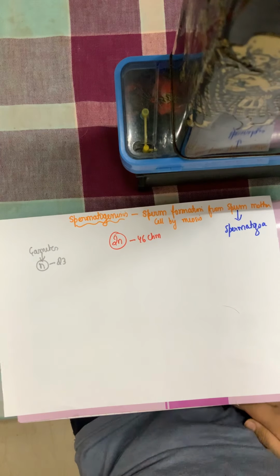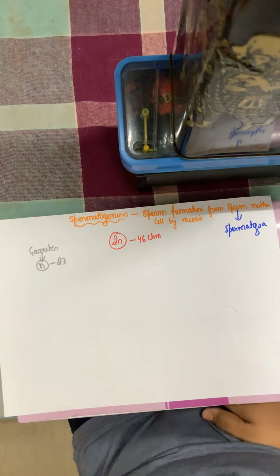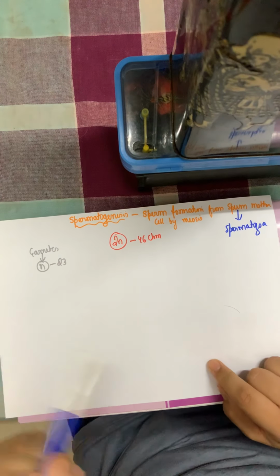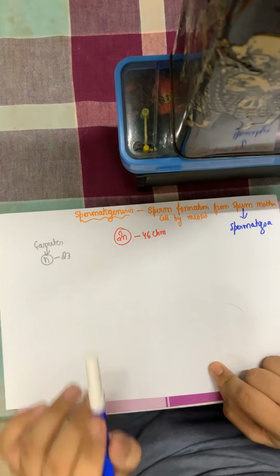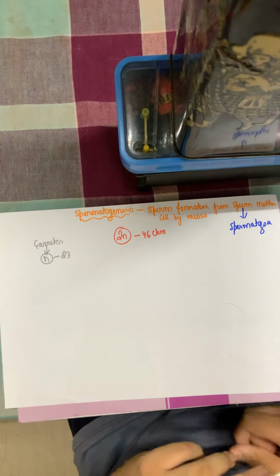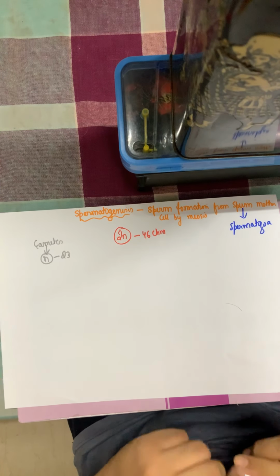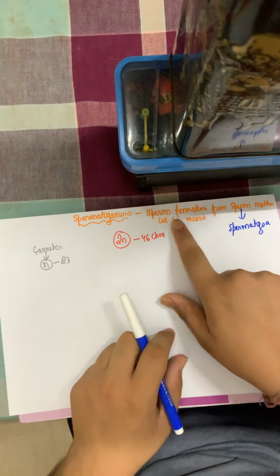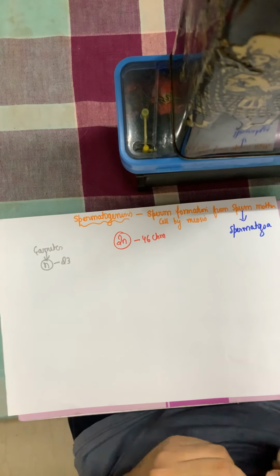So this 2n with 46 chromosomes is the spermatozoa or the sperm mother cell, which has to undergo cell division to form the sperm. Now what is the basic equation? 2n spermatozoa will form n sperm, so I have to reduce the chromosome number to half. And the only cell division which can permit reduction of chromosomes is meiosis. So hence sperm formation from the sperm mother cell by meiosis is called spermatogenesis.